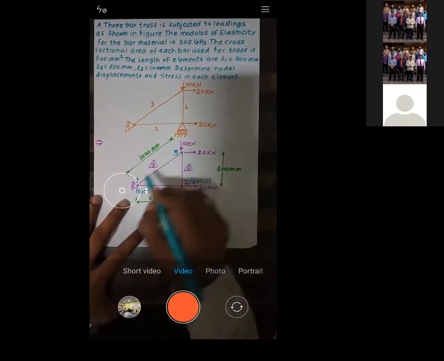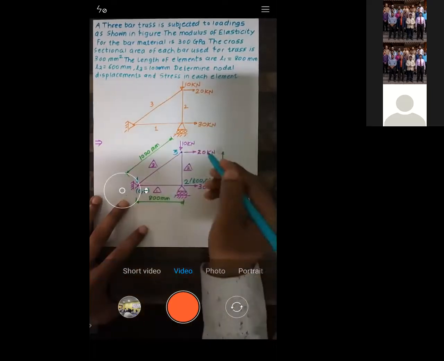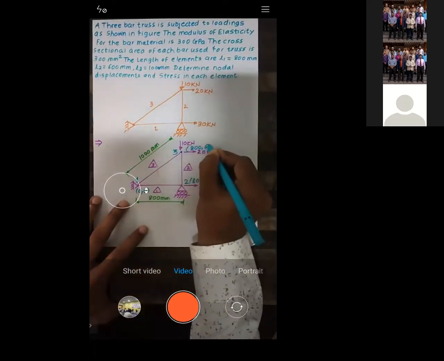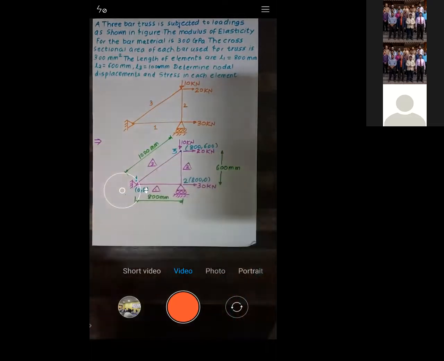Now location of 3 with respect to 1. This is 800 and this is 600. So we will get this coordinate as 800, 600. Right? So this coordinate is 800, 600. So now we have just assigned the coordinates to every node.